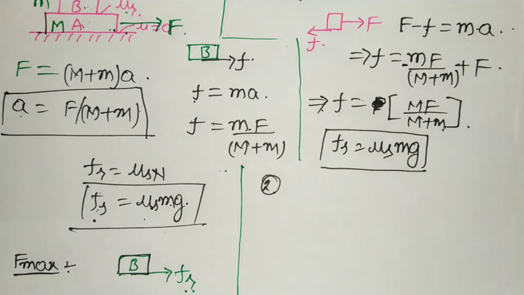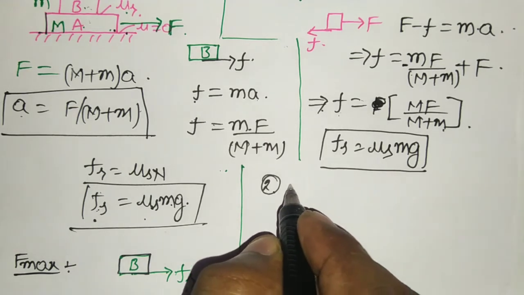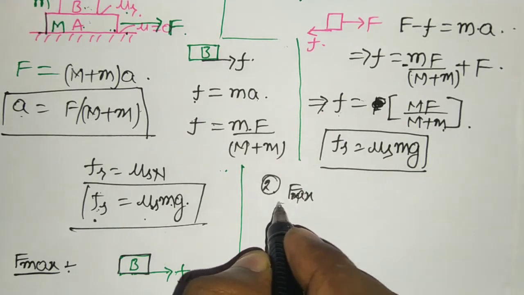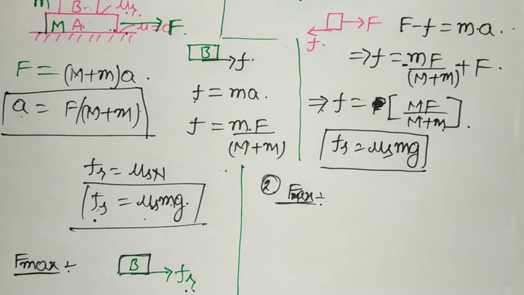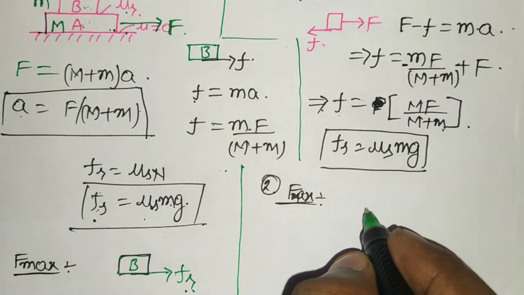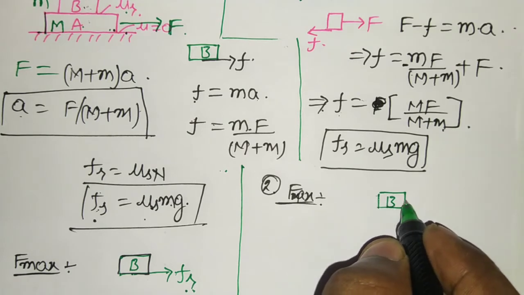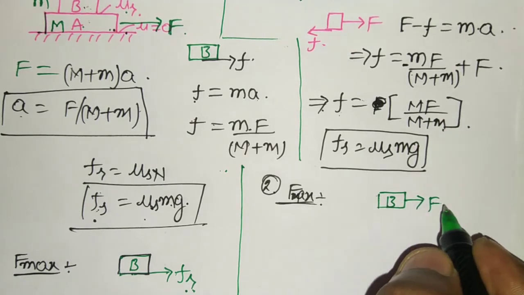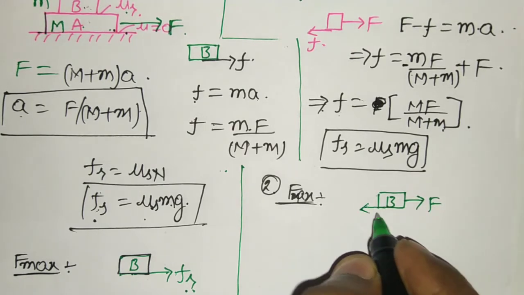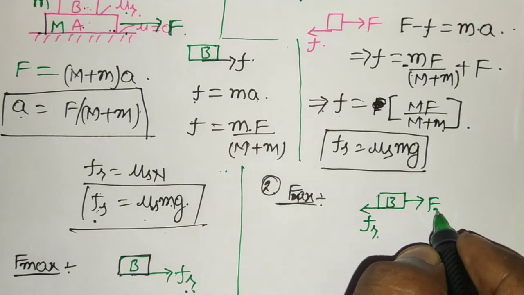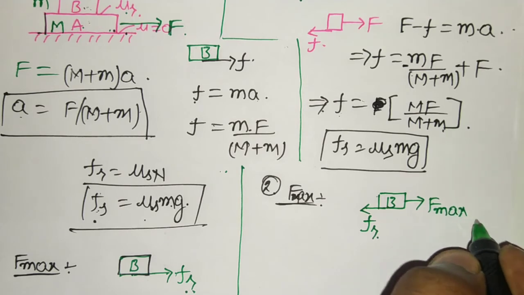Now I am going to derive the expression for that maximum force, F max, up to which both the blocks move together. So for this purpose, again I am drawing the free body diagram of B. What are the forces acting on it? Applied force is to the right, and frictional force is here. This frictional force is a limiting friction, because I am calculating the maximum force.